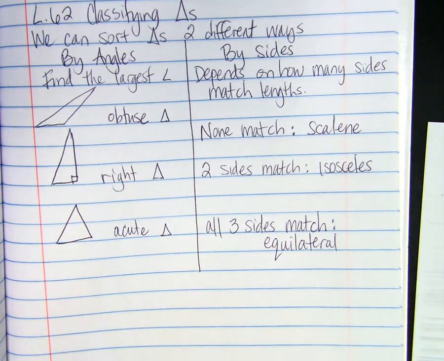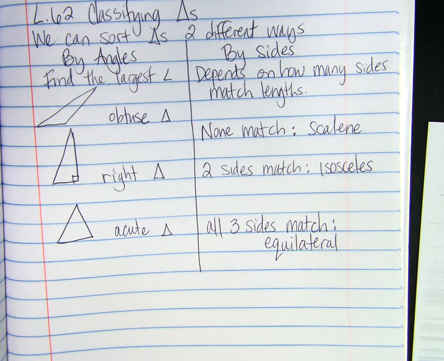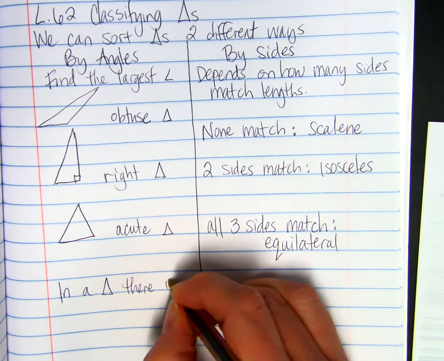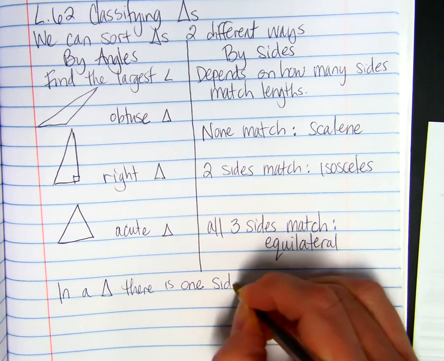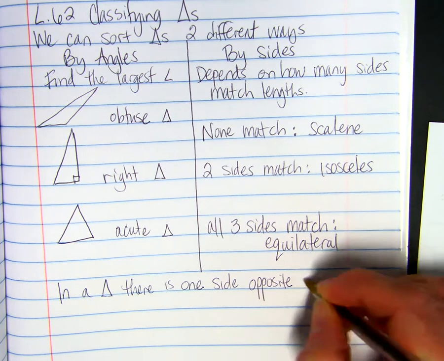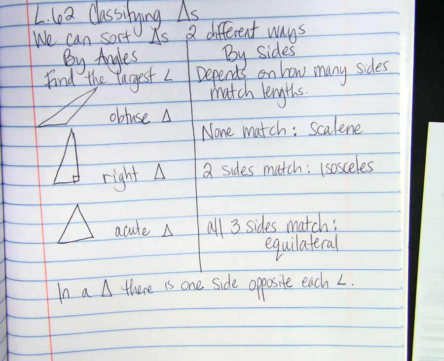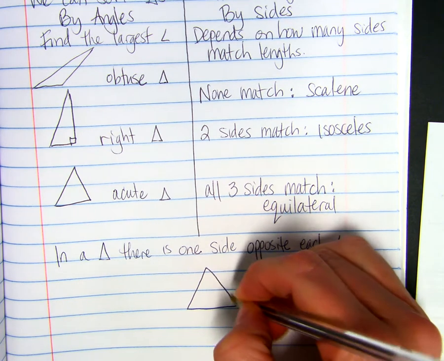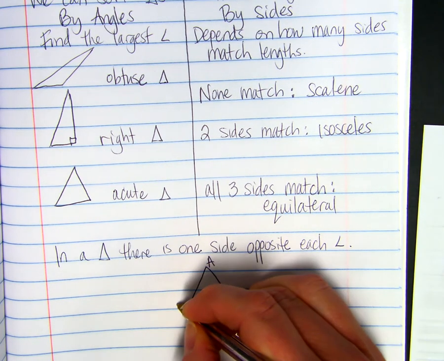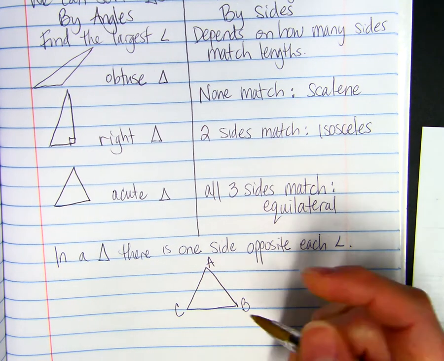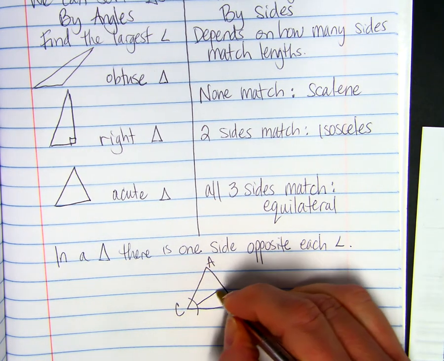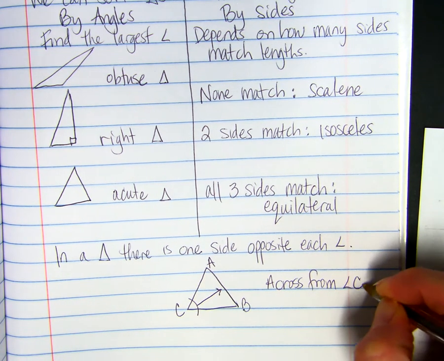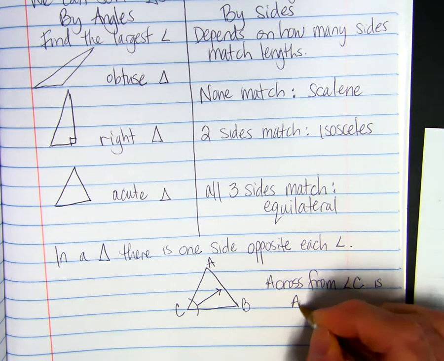And then if you're doing by angles, we have obtuse, right, and acute. In a triangle, there is one side opposite each angle. So if you have triangle ABC, across from angle C is segment AB.